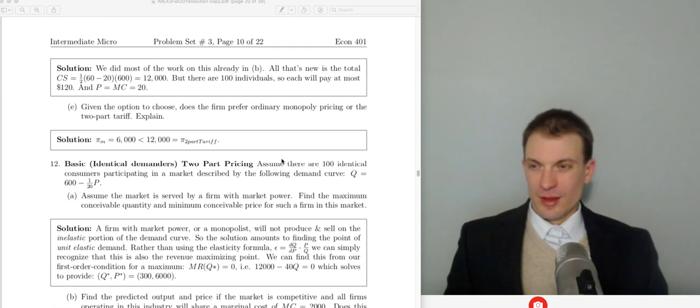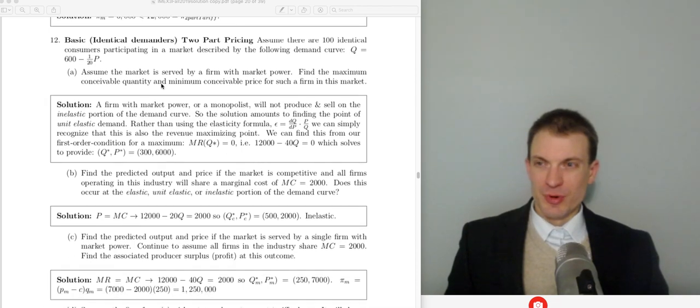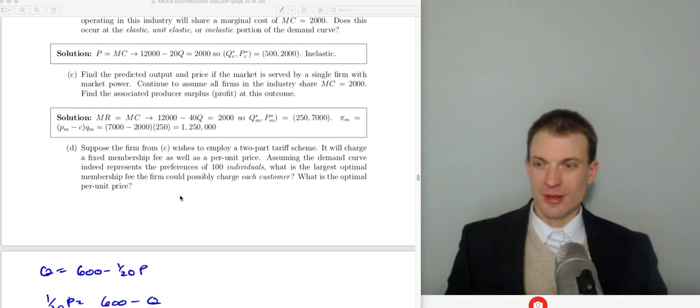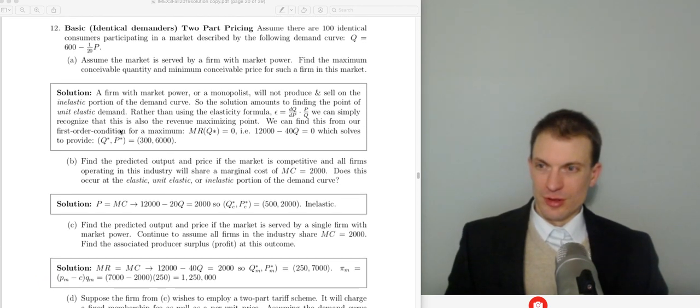Okay. Another example. So suppose we have identical demanders, two-part pricing. We have 100 consumers. Inverse demand is given by 600 minus 120p. I did this one too. Good. Assume we have the market served by a firm with market power. Find the maximum and minimum.